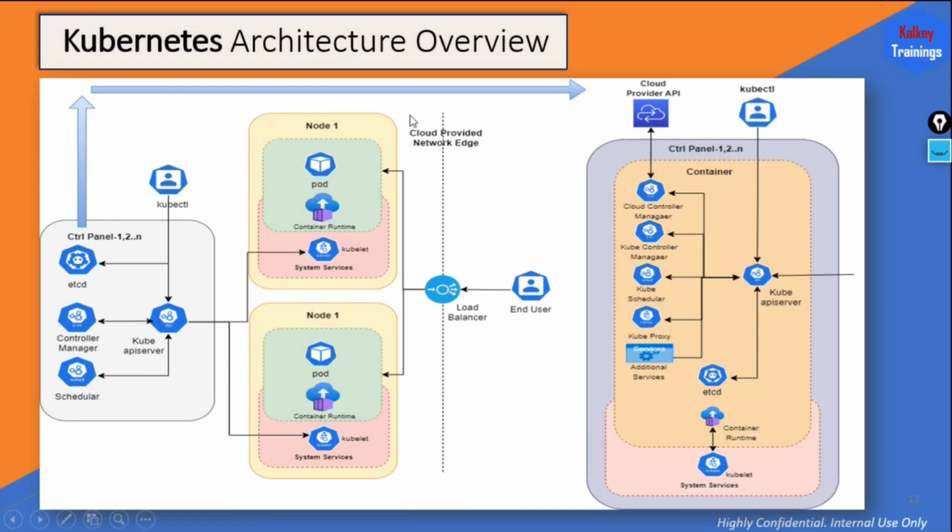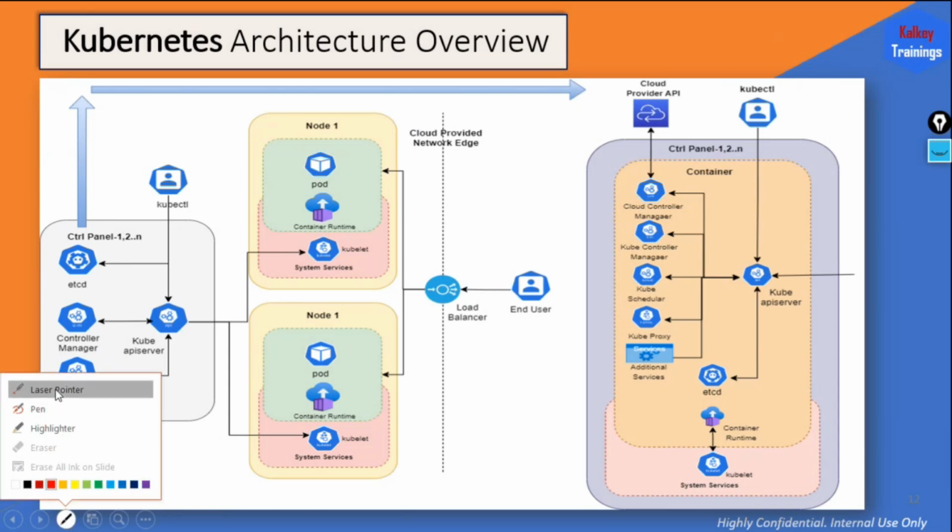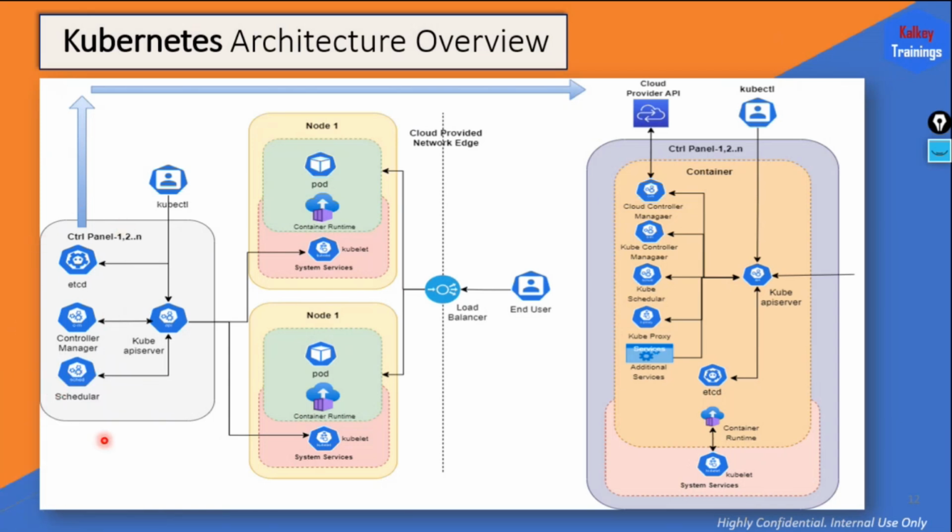So in this, what we are trying to understand is what is this portion? What about this portion? This is the control node, or the master node, right? The control plane, where you have the API server, etcd, controller manager, and scheduler. These are the four main components of the master node.